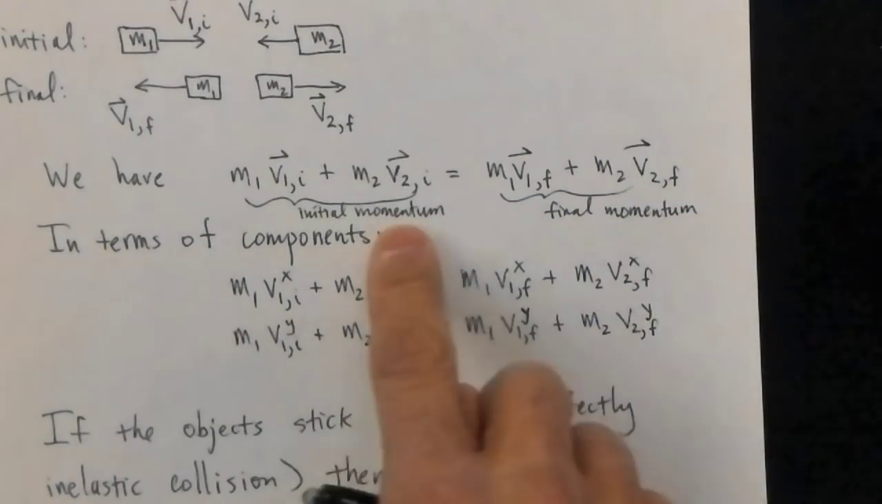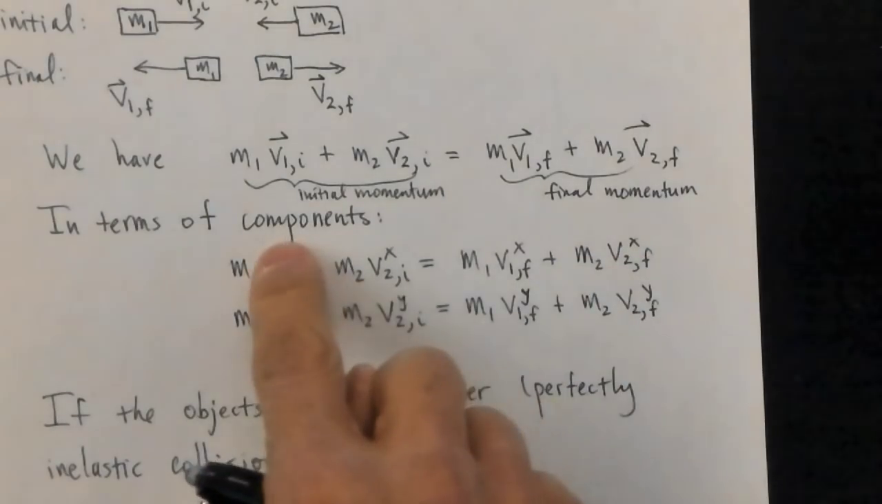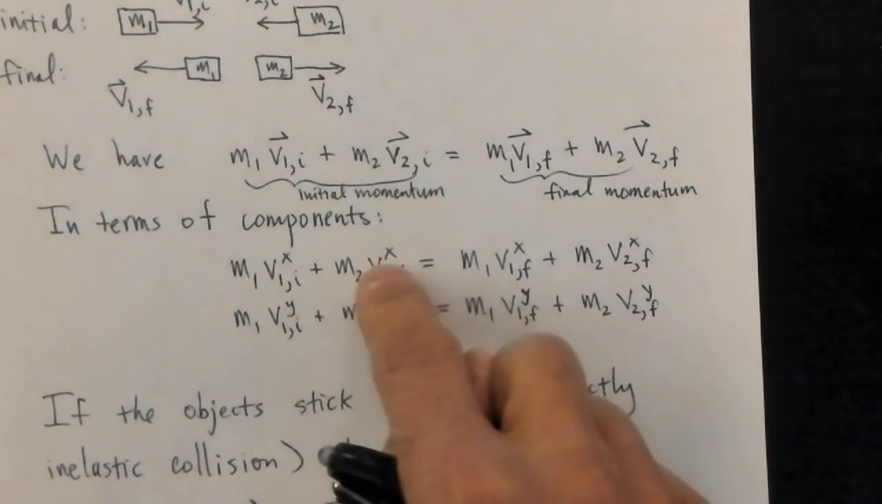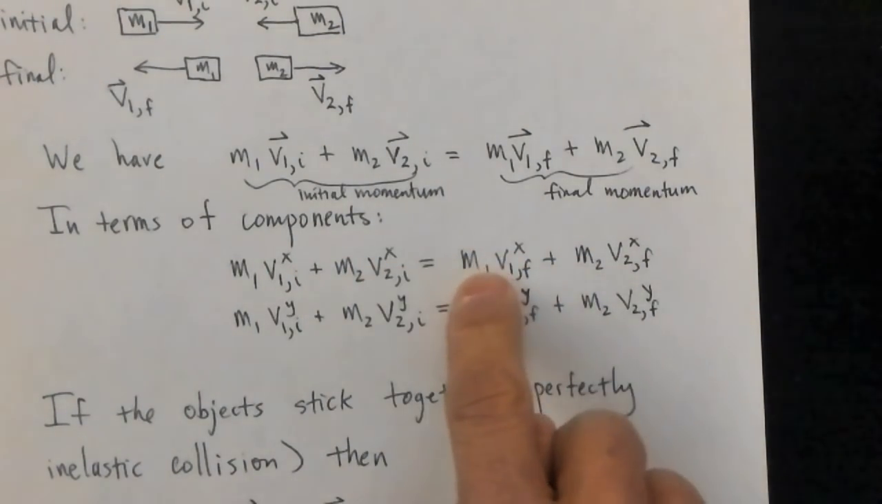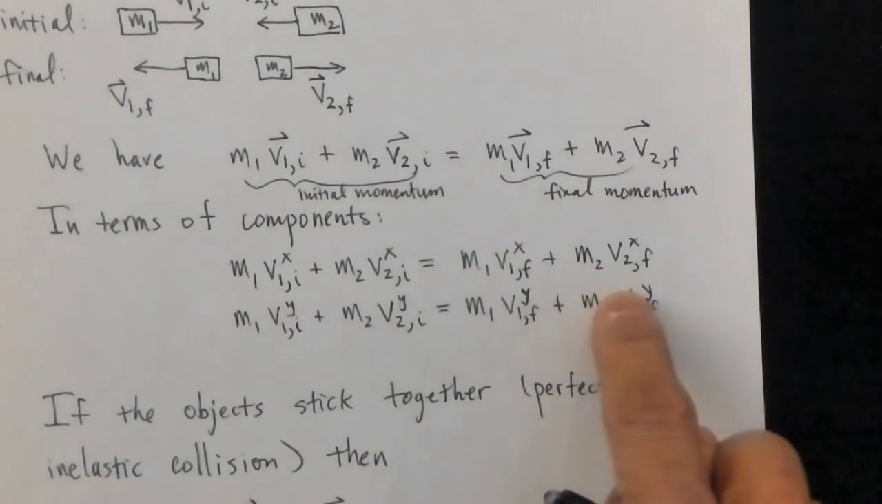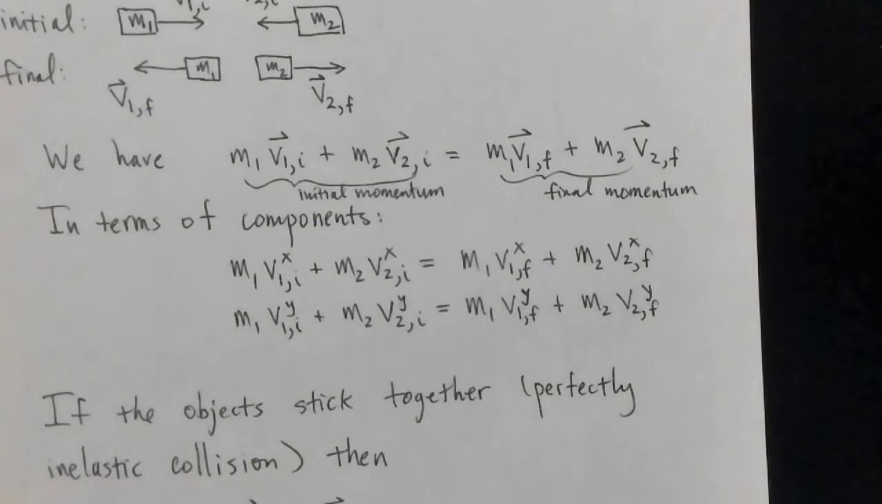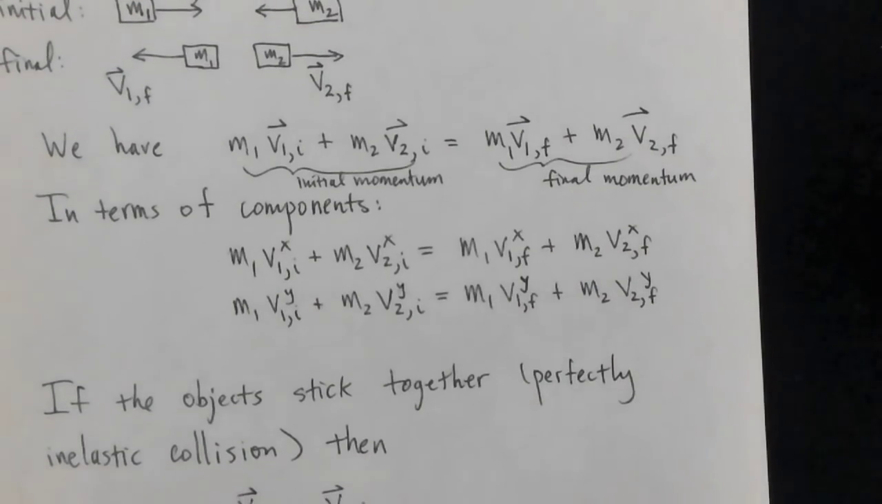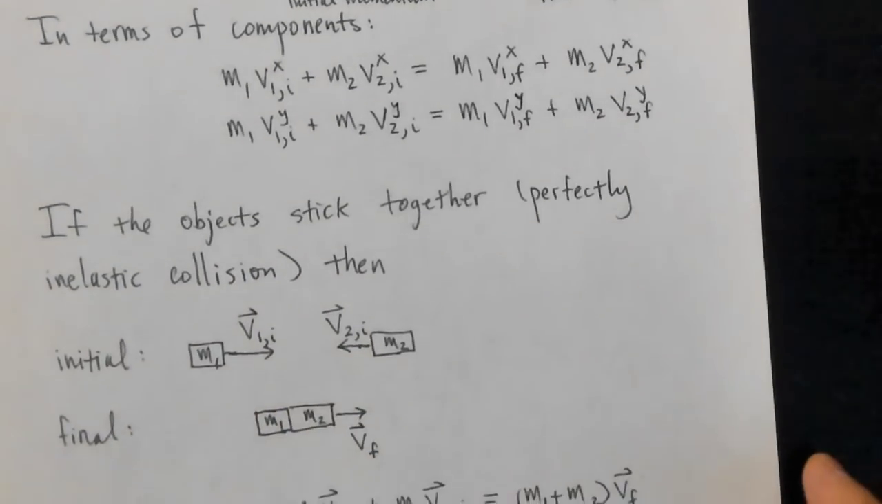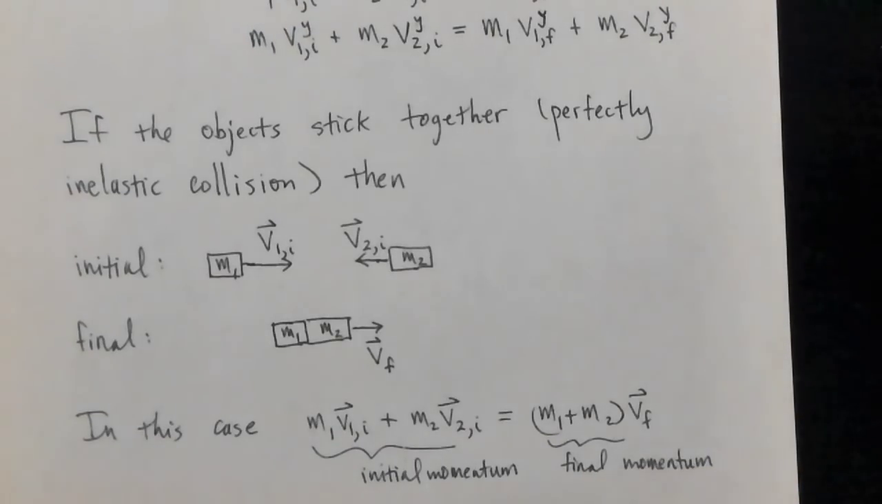Okay? And the way you use it is in terms of components. You just do the total initial for x components. Then you do the total final momentum x components. And then you do it for the y, and then you do it for the y final. Okay. Questions about this?